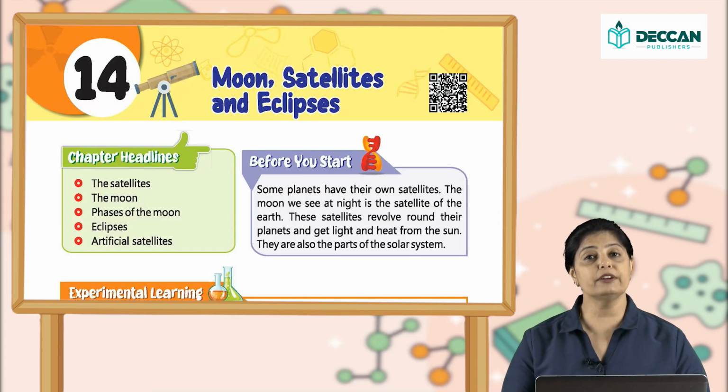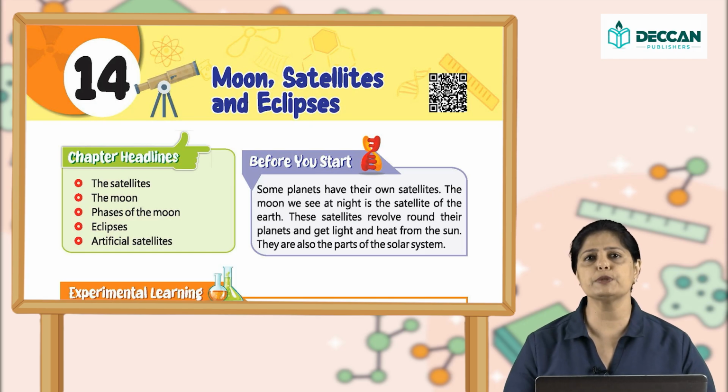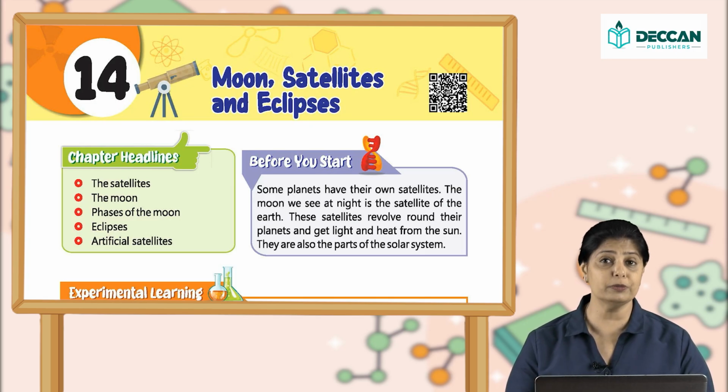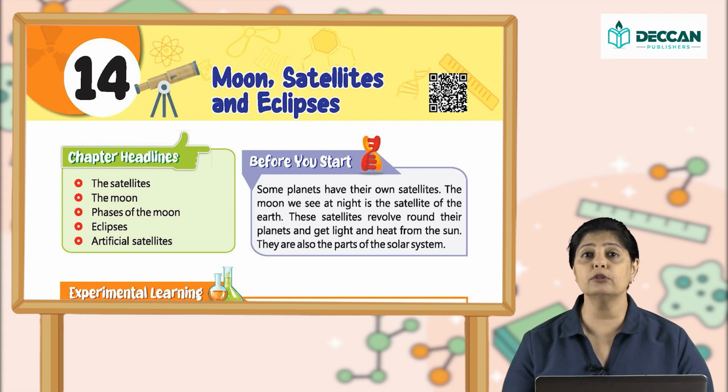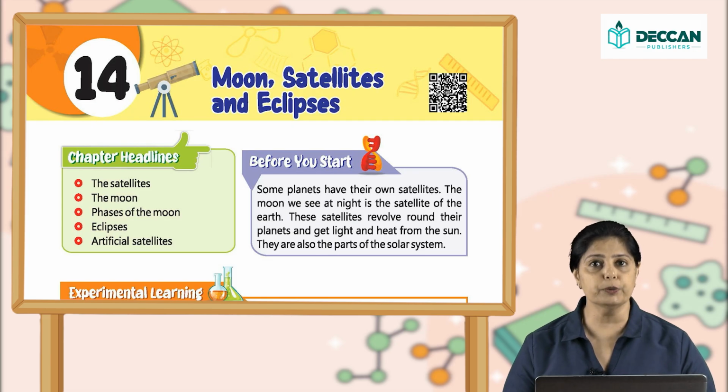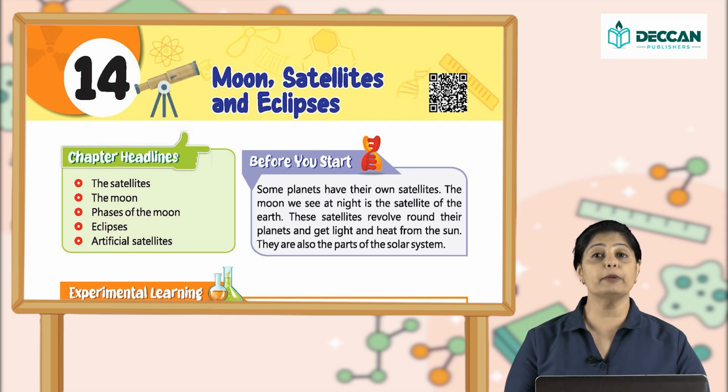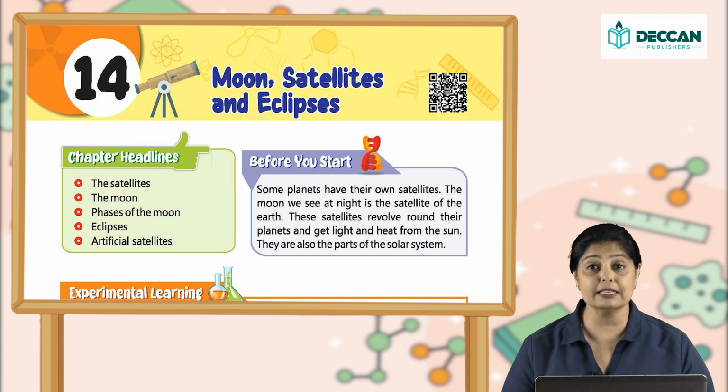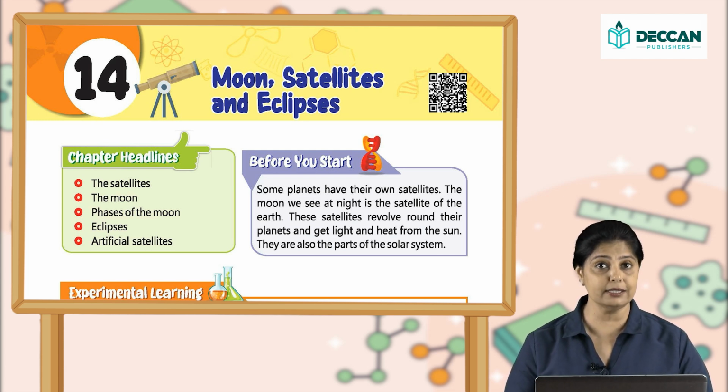So children, now that we have spoken about ourselves, plants, animals, the activities of humans, first aid, and so many different things, isn't it? Now let's go into a different world. Yes, let's talk about space. Let's talk about the moon, the satellites and also the eclipses in this chapter. We're going to talk about the satellites, the moon, the phases of the moon, eclipses and artificial satellites in this chapter.